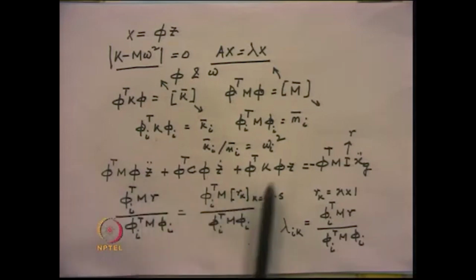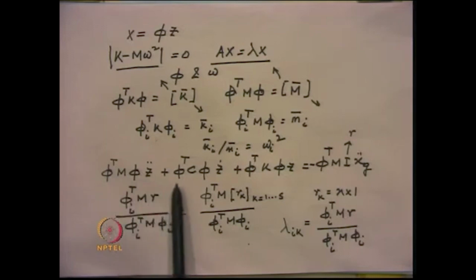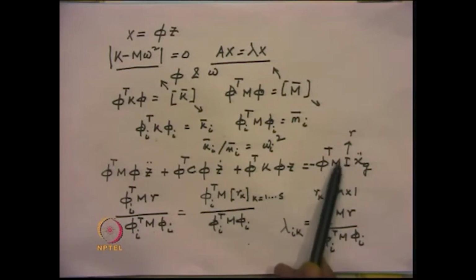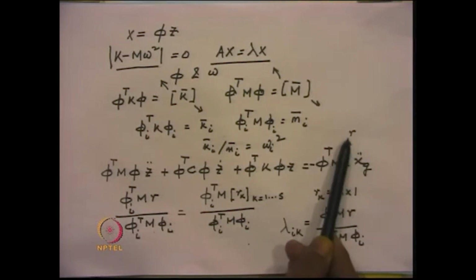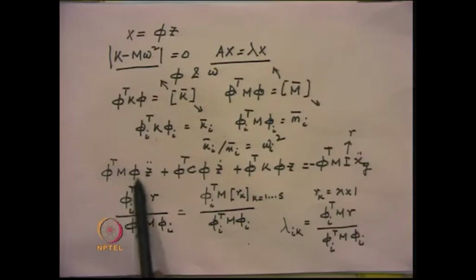Once we do that, then we pre-multiply by the transpose of the phi matrix, and once we pre-multiply by phi transpose, then here we get a term as phi transpose, here we get phi transpose, here we get phi transpose, and on the right hand side also we multiply it by phi transpose. Now, for a single point excitation system it will be I, for a multi-point excitation system it will be R. Then comes the property of this phi transpose M phi, phi transpose C phi, and phi transpose K phi.